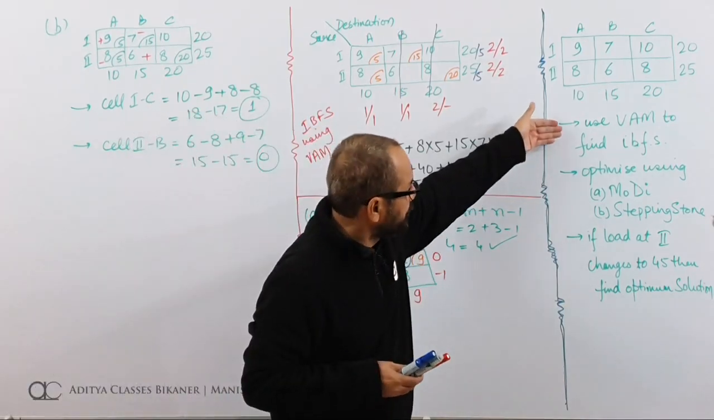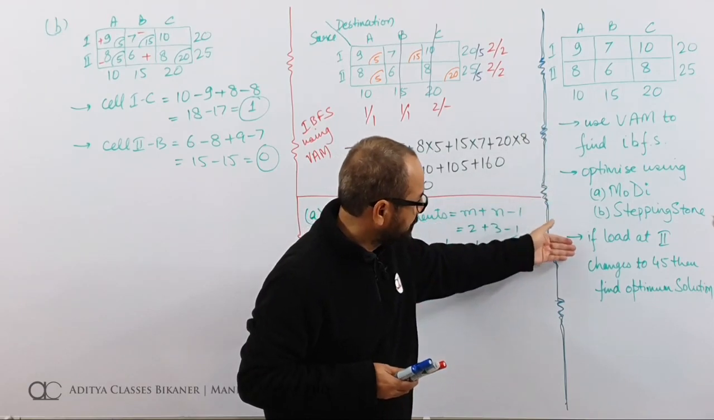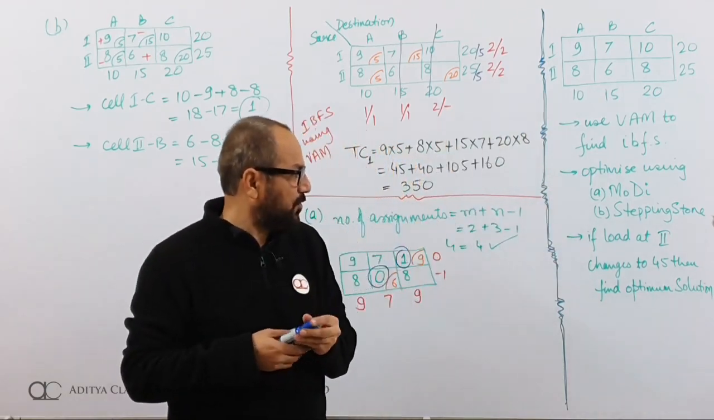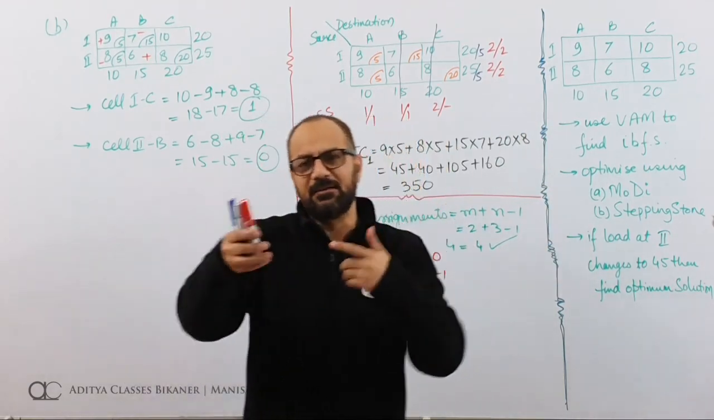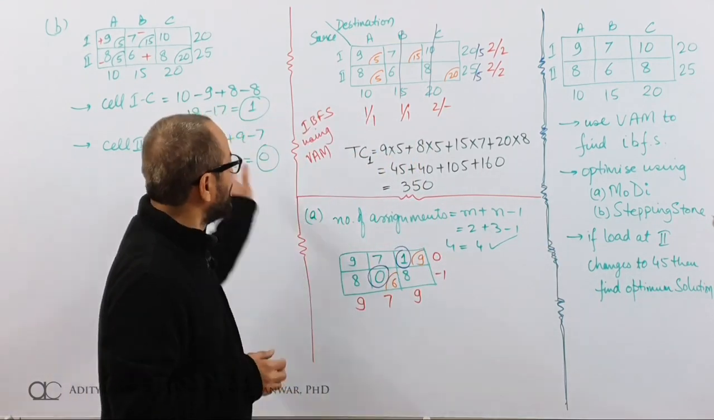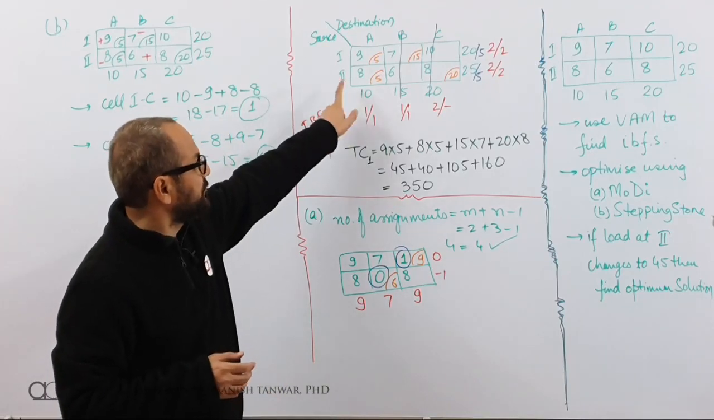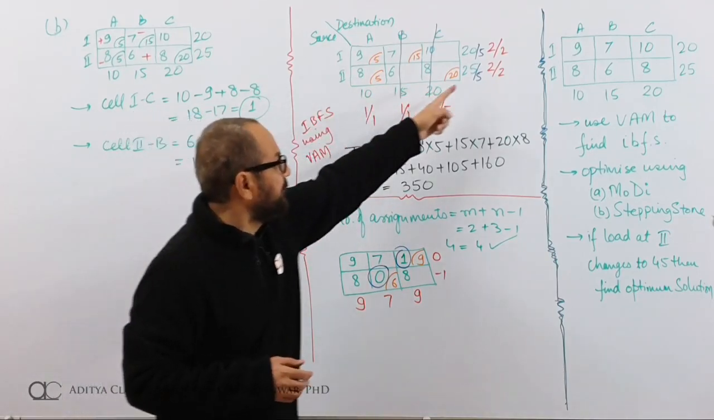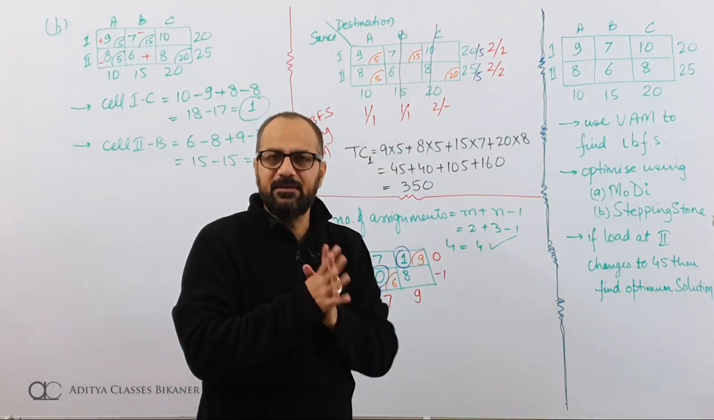So this was our use of WAM to find modified distribution and stepping stone. Next bit is if load at second changes to 45, then again find out the optimum solution using both these techniques. So let us go ahead and remove this and then we'll solve this question using a load of 45 over here. Fine, so I'll remove it and we'll continue.